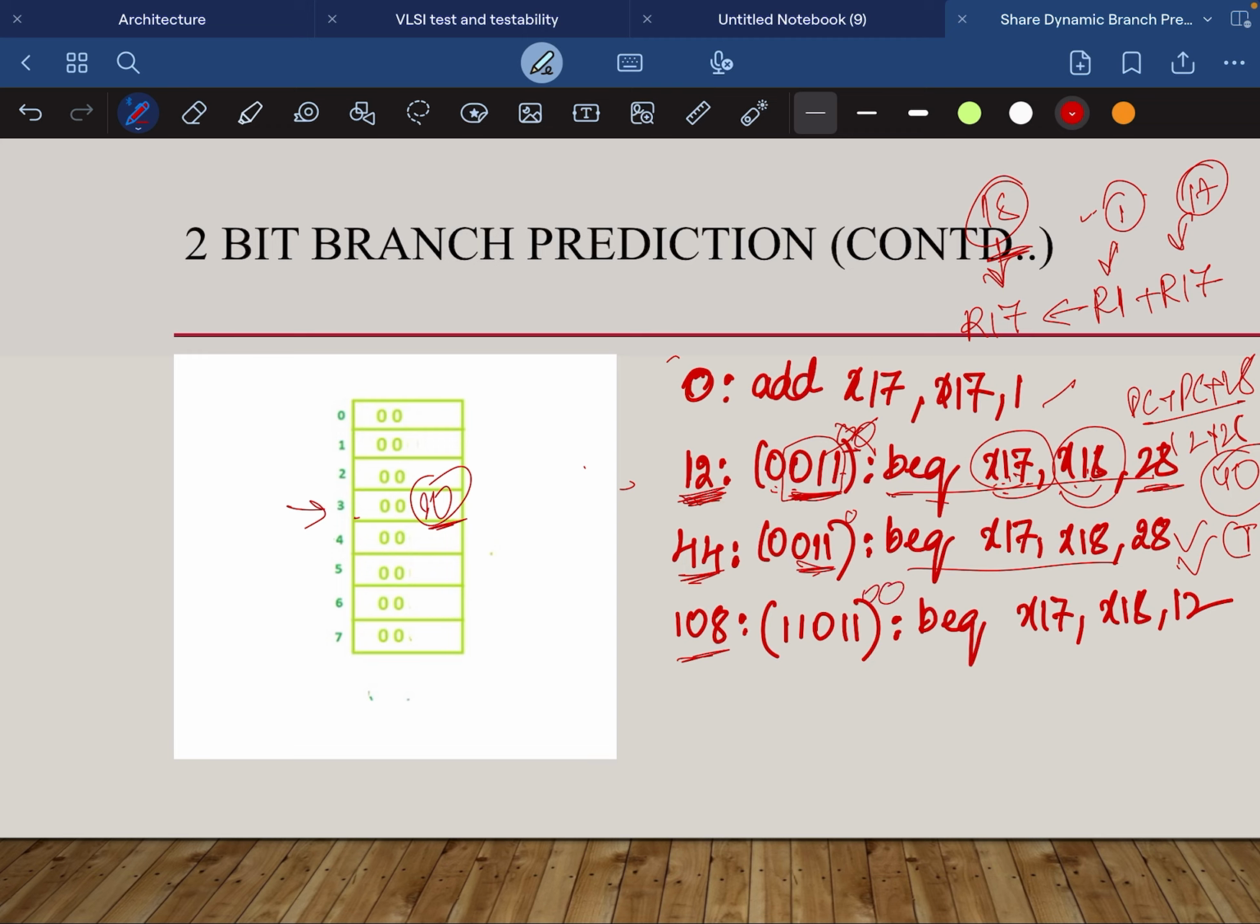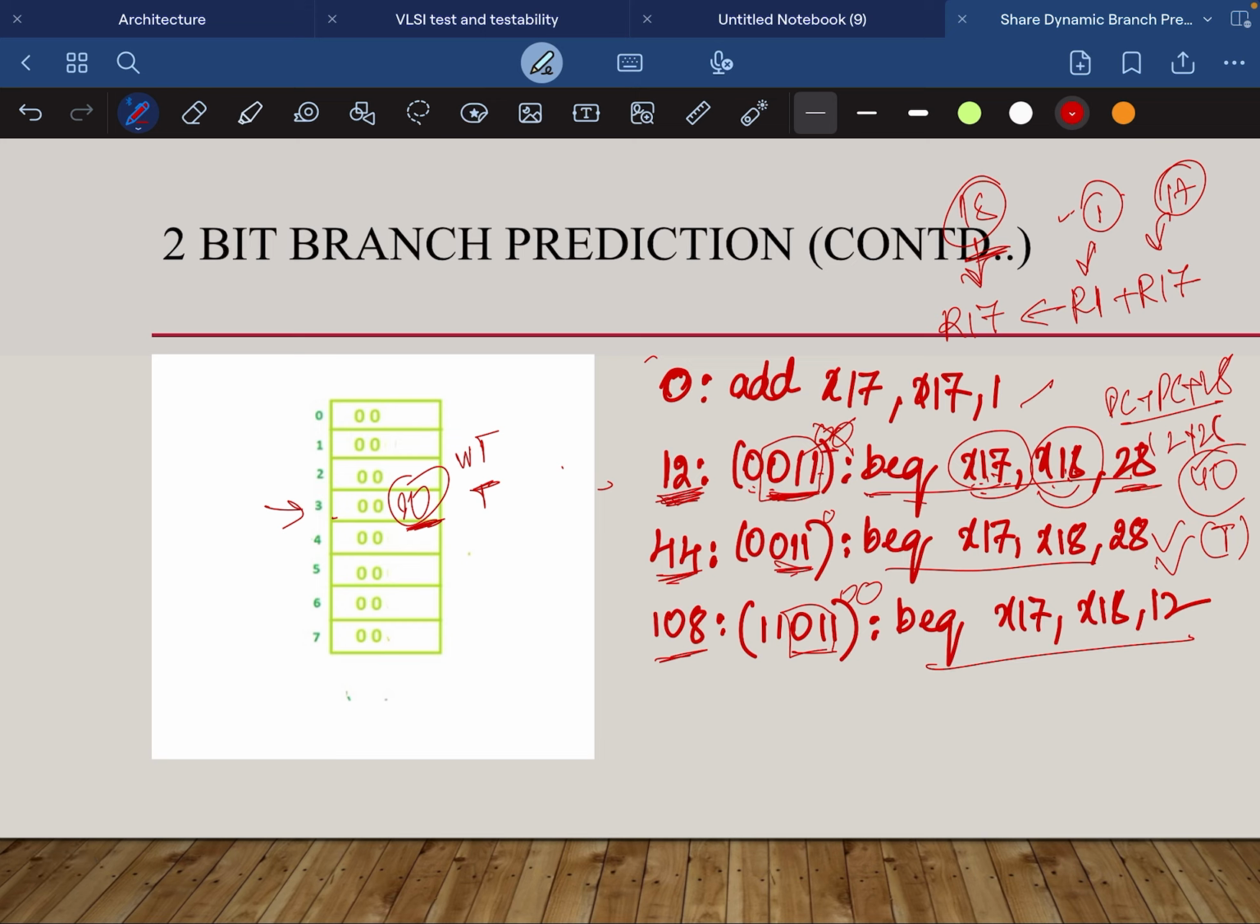Again, it uses the last 3 bits, and it goes again to this third position. Here now it is 1, 0, which is weakly taken. So now the branch is predicted taken. And then in the execute stage, the outcome of this branch comes, and that outcome is also taken. So now it moves from 1, 0 to 1, 1, which is strongly taken.